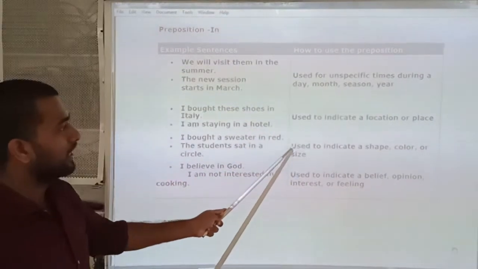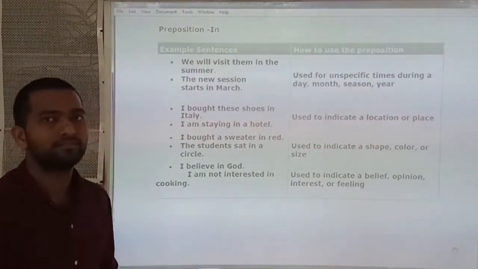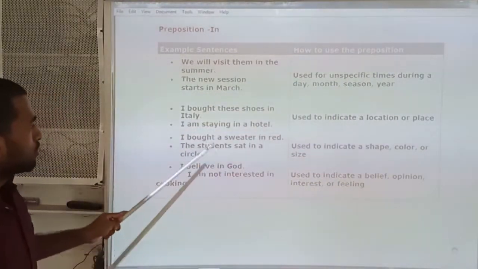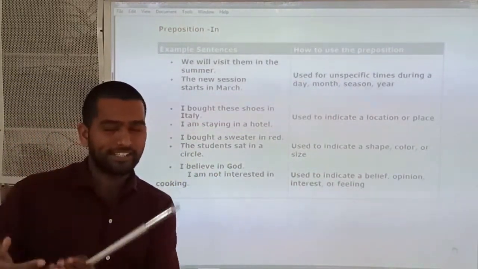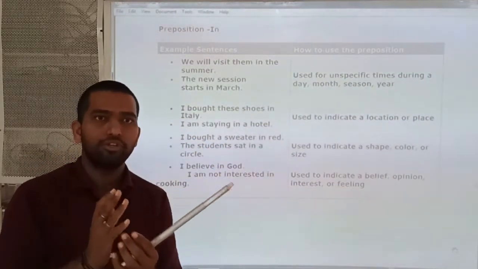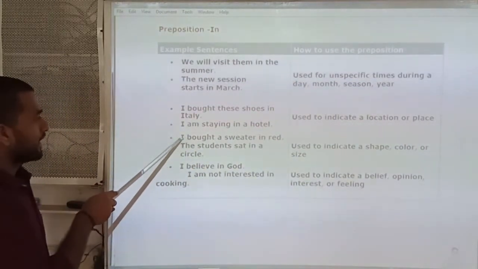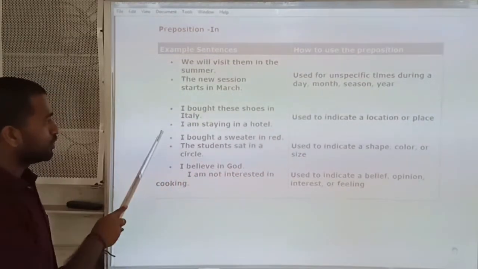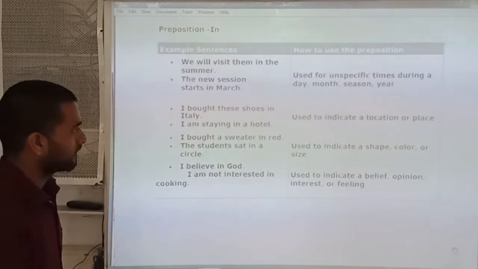Next, third point. It is used to indicate a shape, color or size. Shape, color or size. So when there is a shape or any color or size in a sentence, before that particular word we use the preposition in. So if you look at these examples then you will understand. I bought a sweater in red. So you bought a sweater which is in red color. Okay, which is red in color.